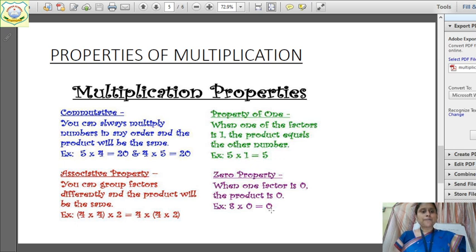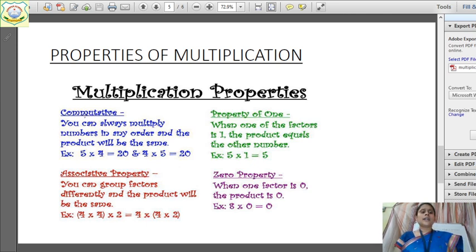Associative property: when we group the numbers, the answer will be the same. Grouping of numbers will have no effect on the answer. There is no change in the answer. Okay, so I hope you all have understood all these four properties.